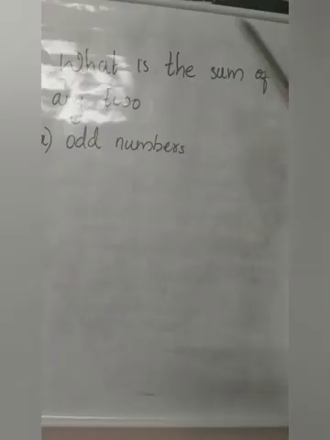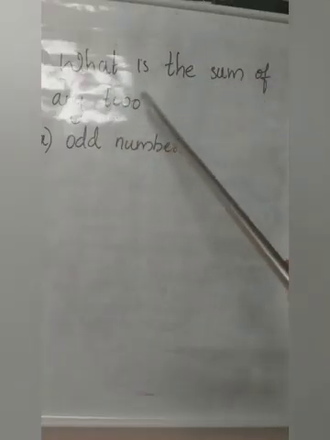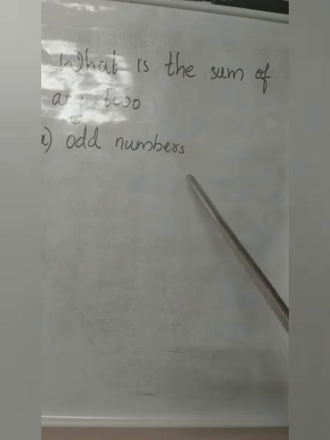First question: what is the sum of any two odd numbers? That means, what sum do we get when we add any two odd numbers? So tell me, what is an odd number first? We have discussed what an odd number is, isn't it? Yes, odd numbers are numbers having 1, 3, 5, 7, 9 in the ones place.